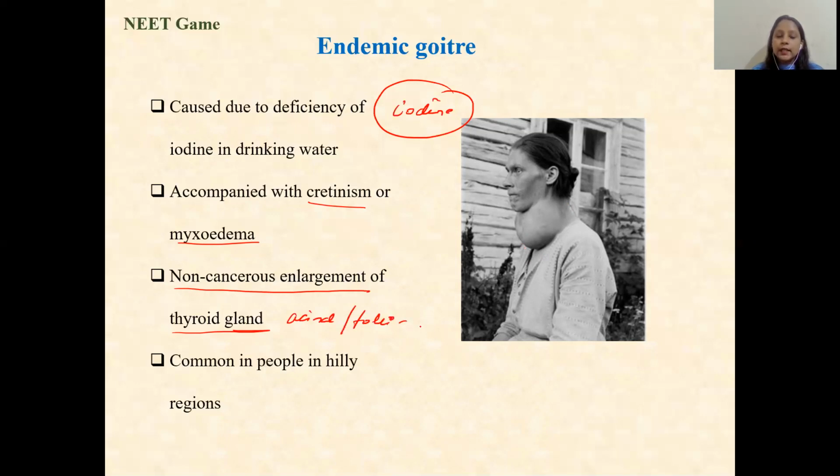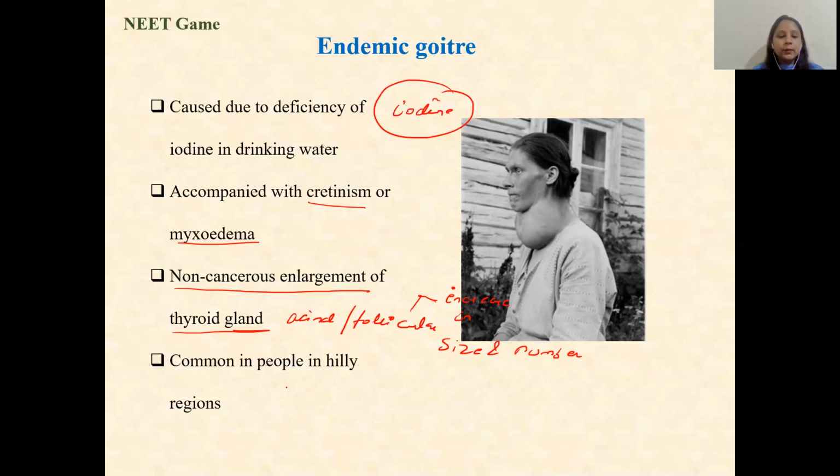So what happens in endemic goiter? These acinar or follicular cells start to increase in size. They start increasing in size, and they also increase in number. But it is not a cancerous growth, it is a non-cancerous growth. So an increase in the size and number of the acinar cells leads to endemic goiter.